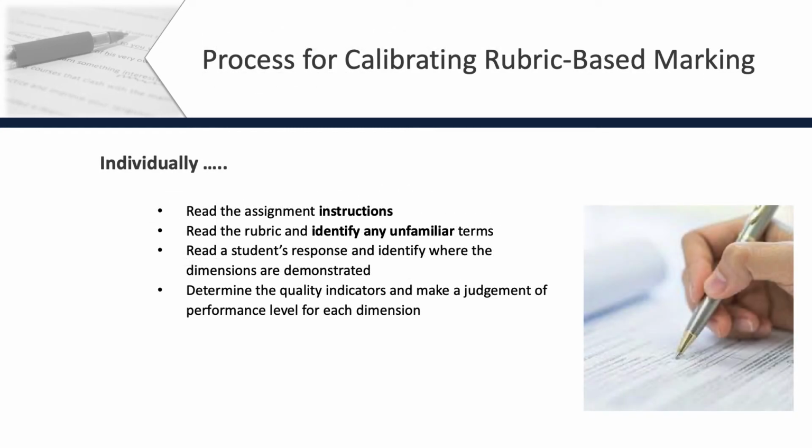In this process, each TA individually first reads the assignment instructions that were given to students, reads the rubric, identifies any unfamiliar terms to ask questions and clarify, then reads a student's response or an assignment and identifies where they think that student would fit within those assessment dimensions and criteria. Score that student on each dimension of the rubric and provide what you think would be the overall score for that student.